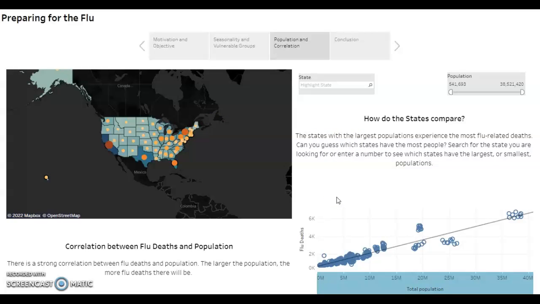As stated, we can say with 95% certainty that there is a strong correlation between population and flu-related deaths. We see here that as population increases, so too do flu-related deaths.